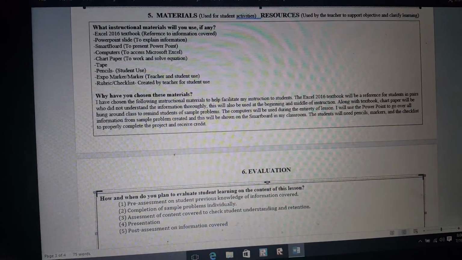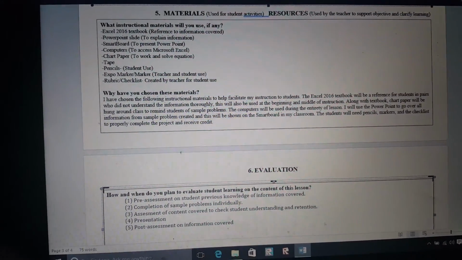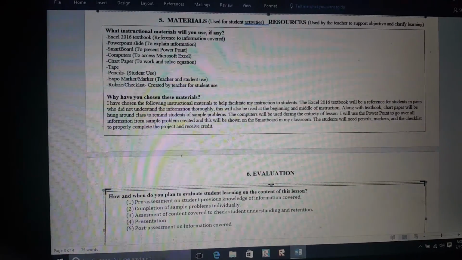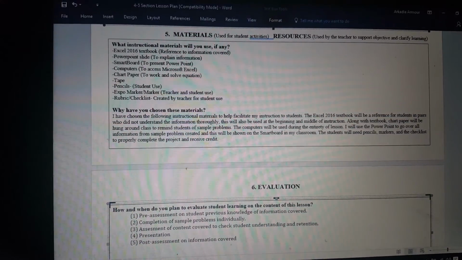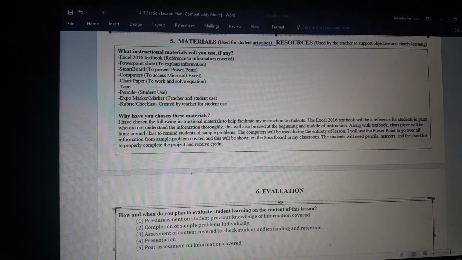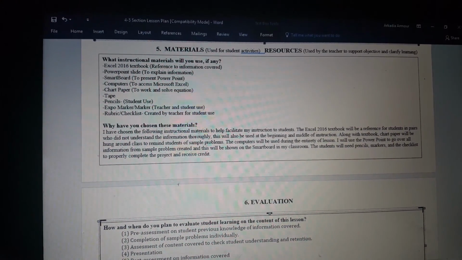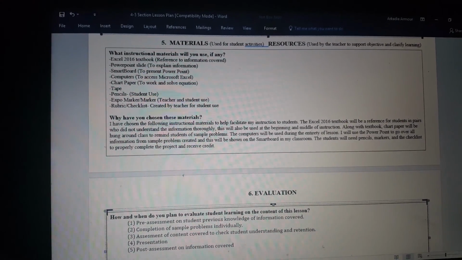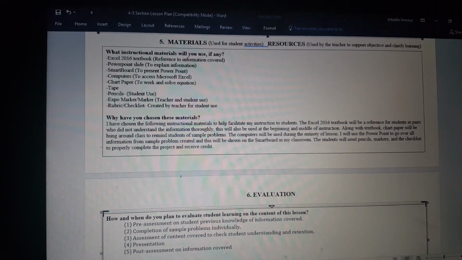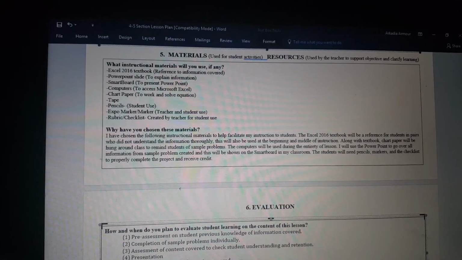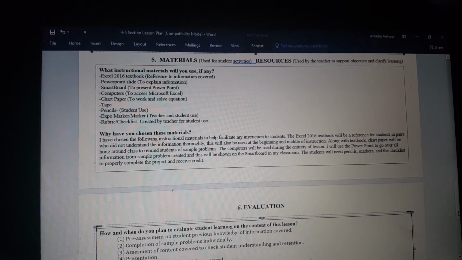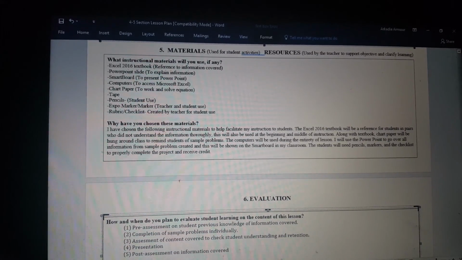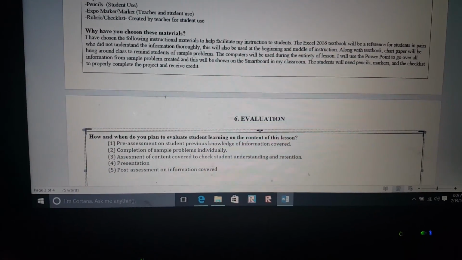Excel 2016 textbook, for reference to information covered; PowerPoint slides to explain information; Smartboard to present the PowerPoint; computer to access Microsoft Excel; chart paper to work and solve equations; tape; pencils, which are for student use; expo markers, for teacher and student use; and a rubric checklist created by the teacher and student for student use. Why have you chosen these materials?